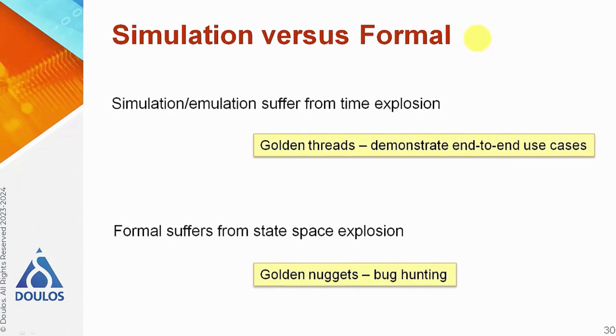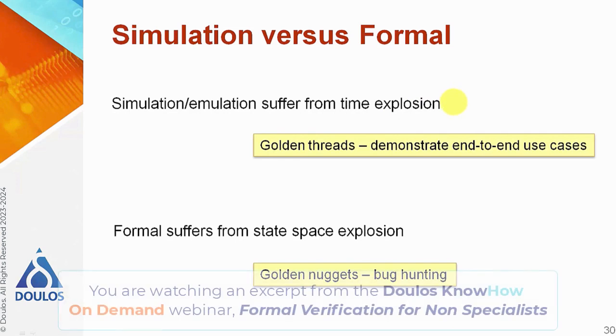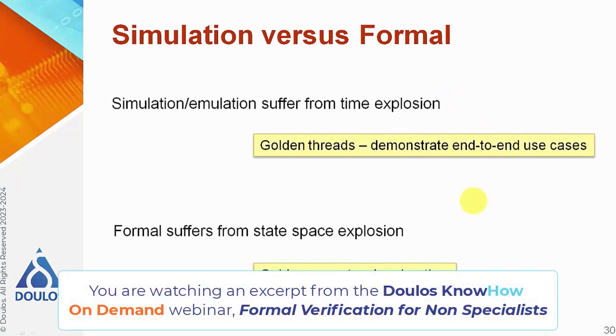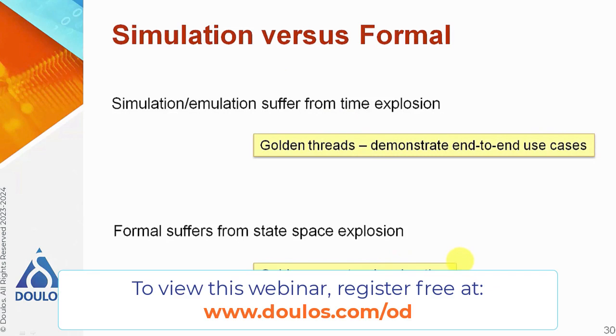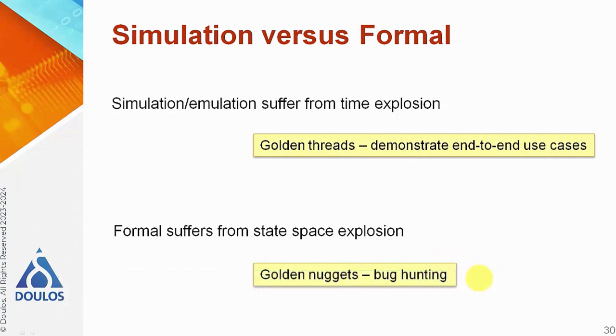So contrasting simulation with formal, simulation and emulation suffer from a time explosion. With simulation or emulation, there just isn't long enough to simulate every case. But what we can do is demonstrate specific end-to-end use cases, and that's very, very valuable. Formal, on the other hand, suffers a state explosion. Typically, we don't have either CPU time or memory enough to completely explore the state space of the design. But what we can do is to identify golden nuggets, local areas within the state space of the design where we have explored the state space.